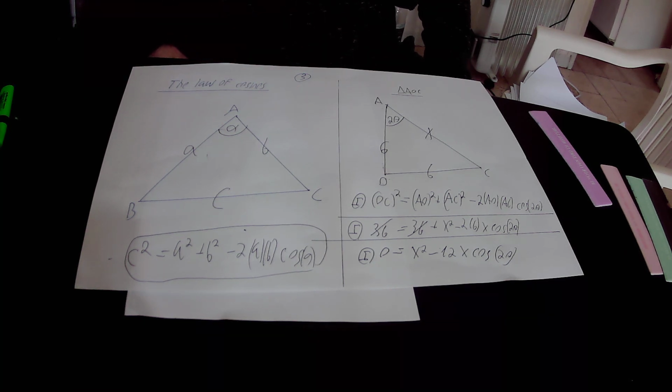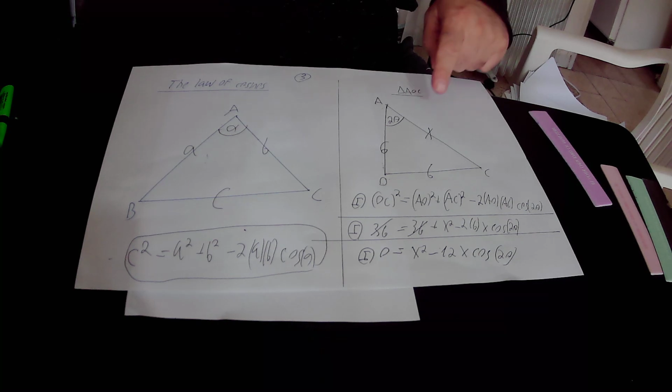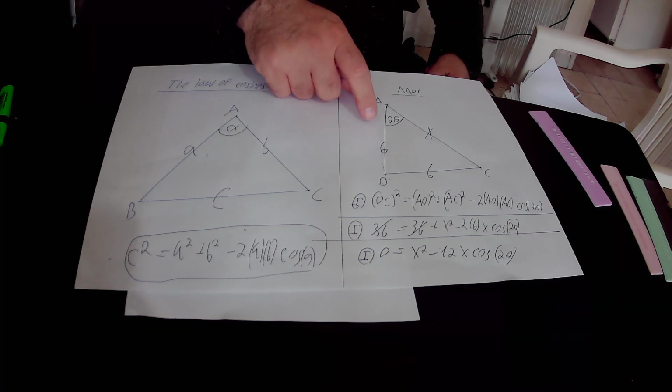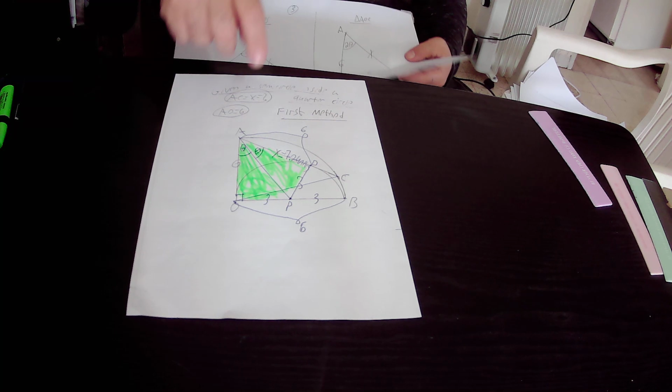And we implemented the law of cosines in triangle AOC, so I copied triangle AOC in this new page, and we implemented the law of cosines in this triangle. AC equals x according to what is given in the question. AO is also equal to 6 according to what is given in the question. And OC, what is the length of OC?